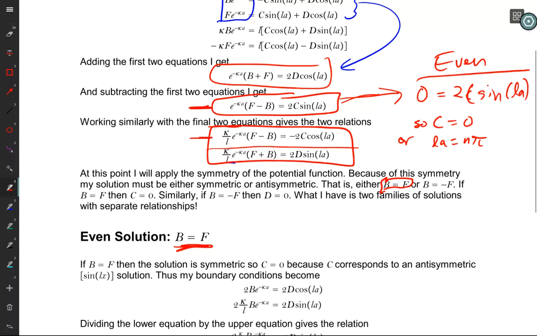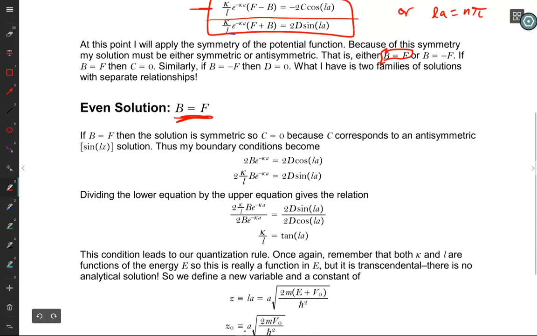Now, if we look at the other equation, the one with b plus f, then we have something that's rather complicated. And so here are the 2 solutions.